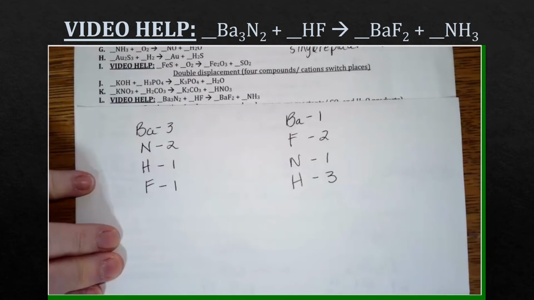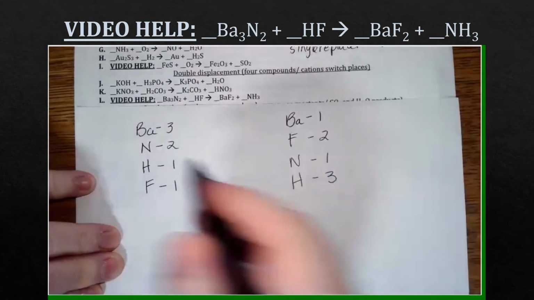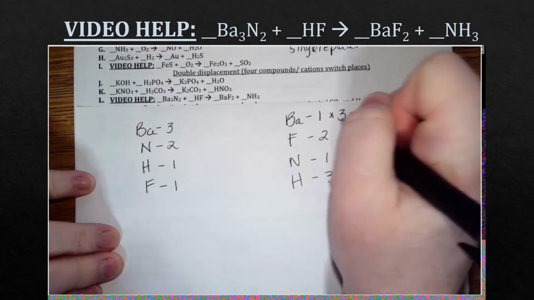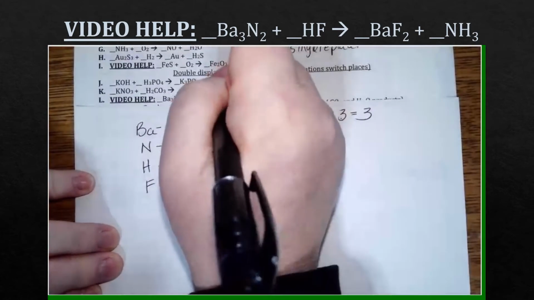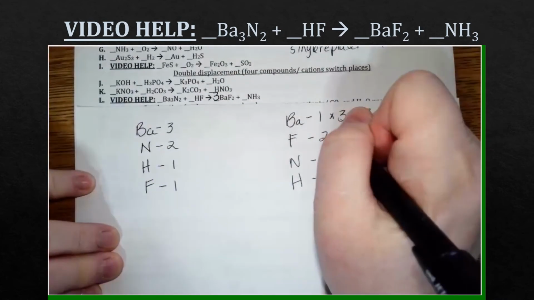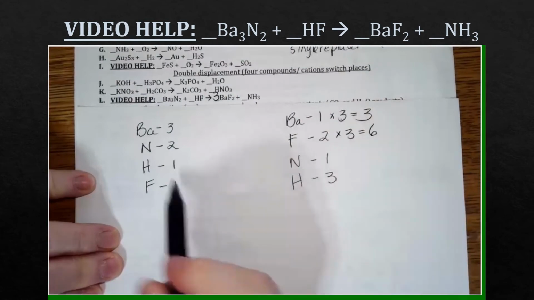Okay, well, literally not a single thing is balanced. So we have to start somewhere. All right, I'm just going to start with barium. So barium, I have to multiply times 3 is 3. When I put the 3 here, it doesn't just change barium, it also changes fluorine. So times 3 is 6. Okay, so barium is balanced.